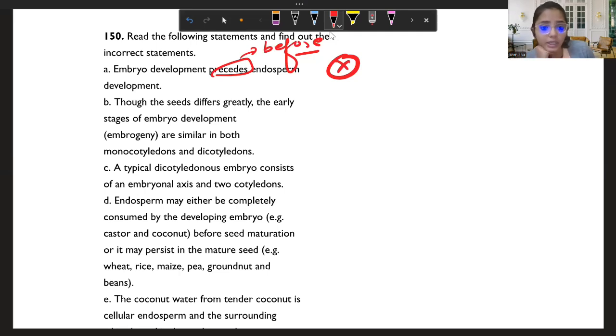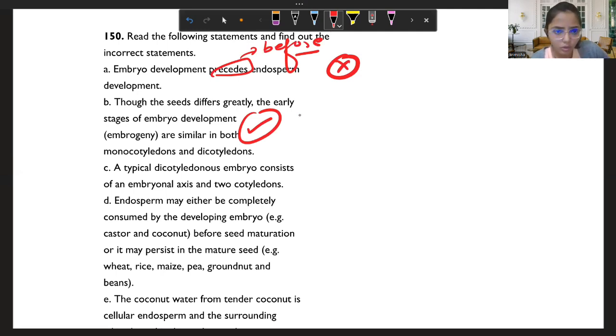Though the seeds differ greatly, early stages of embryo development are similar in both monocots and dicots. Early stage is what? You form the zygote, then cleavage, and then all those divisions occur. So the early stage of embryogenesis is the same, even though the seeds of monocots and dicots are extensively different. So this is a true statement.